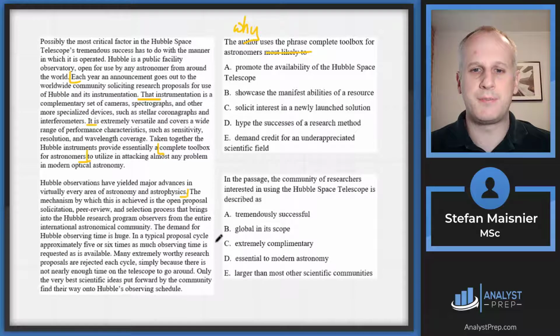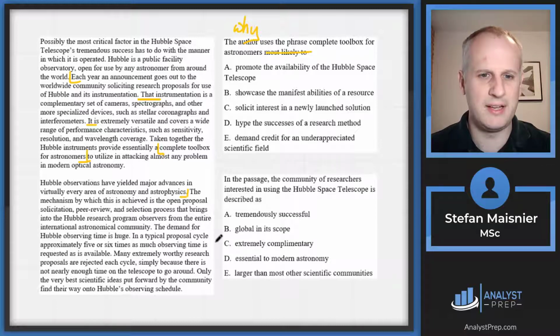Each year, an announcement goes out to the worldwide community soliciting research proposals for use of Hubble and its instrumentation. That instrumentation is a complementary set of cameras, spectrographs, and other more specialized devices, such as stellar coronagraphs and interferometers. It is extremely versatile and covers a wide range of performance characteristics such as sensitivity, resolution, and wavelength coverage. Taken together, the Hubble instruments provide essentially a complete toolbox for astronomers to utilize in attacking almost any problem in modern optical astronomy. Hubble observations have yielded major advances in virtually every area of astronomy and astrophysics.